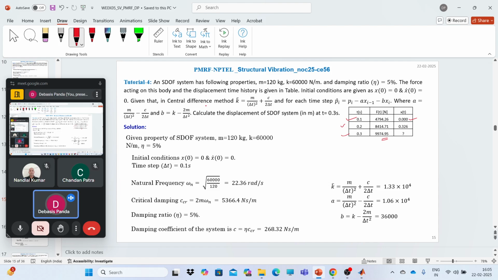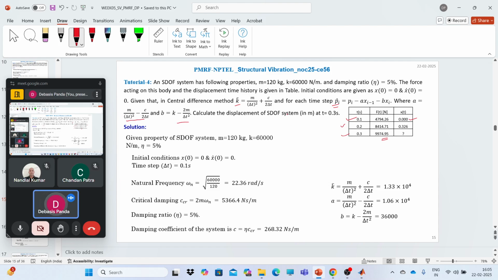Now in the central difference method, k hat for each time instant. Okay, so they have decided the p hat. That means for each time instant, they have given a function like p hat equals p i minus a x i minus b x dot, where a and b are the parameters which depend on the system properties and the time interval.